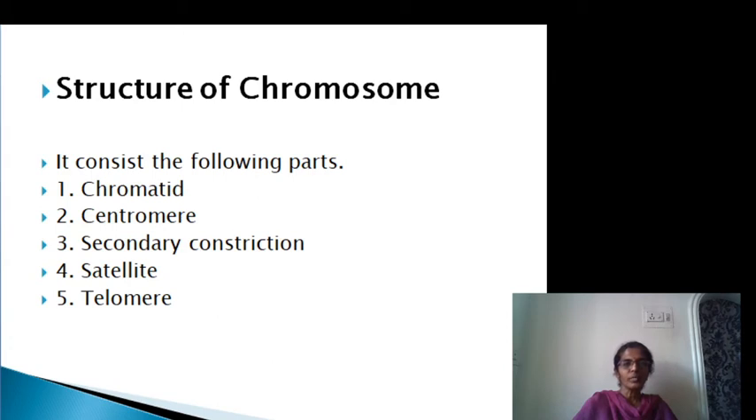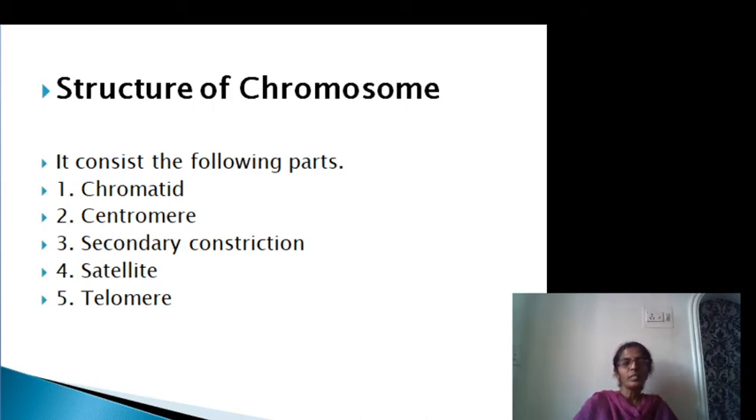And the fourth part is the satellite. After the secondary constriction, the chromosome part is called the satellite. The chromosome having the satellite part is called a SAT chromosome.